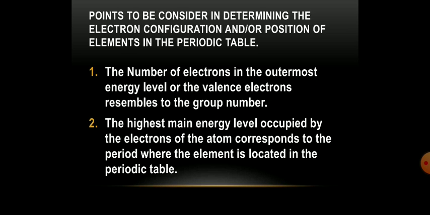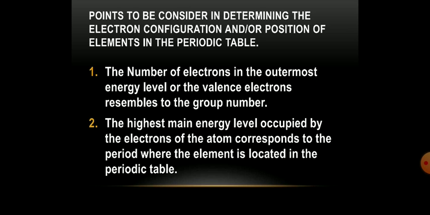Now students, the very important points to be considered while determining the electronic configuration, or you can say the position of elements in the periodic table. Here are some important points that we have to take into account. The number of electrons in the outermost energy level, or the valence electrons, resembles the group number. So this is a very familiar point. If we go through the periodic table, you will notice the number of electrons in the outermost energy level, or the valence electrons, represents the group number.